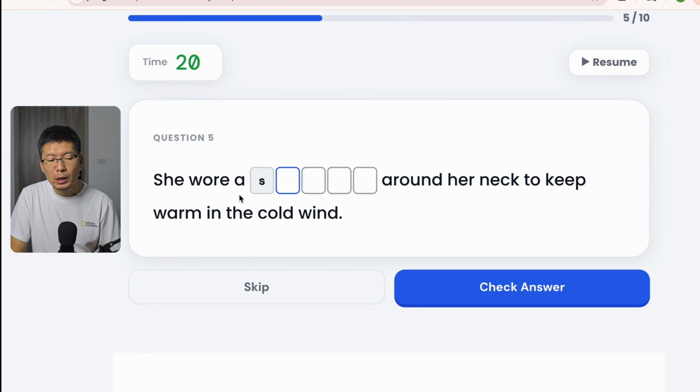She wore something around her neck to keep warm in the cold wind. So the context tells us it's something you can wear around her neck, right? So what's that? What can be worn around the neck? Now you have 3 seconds to think about it.